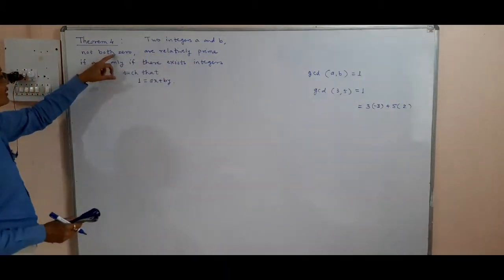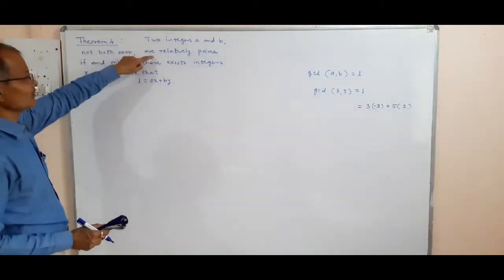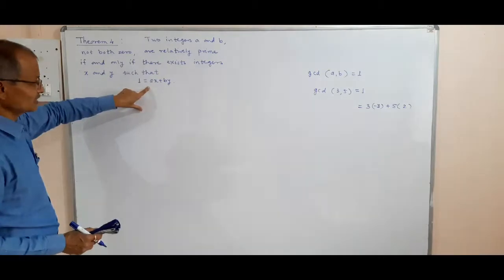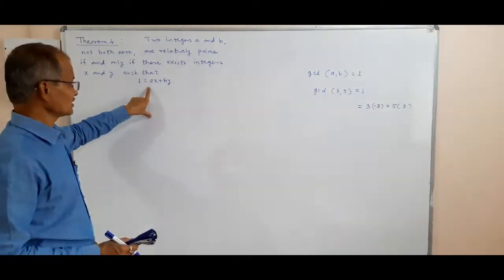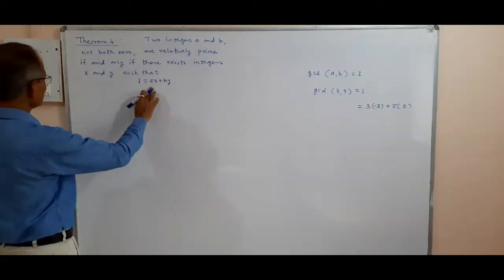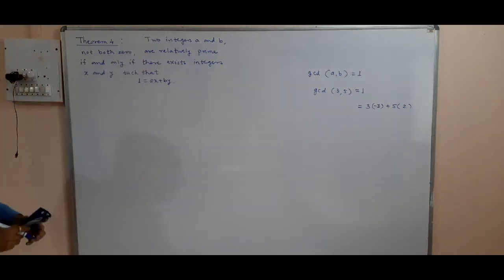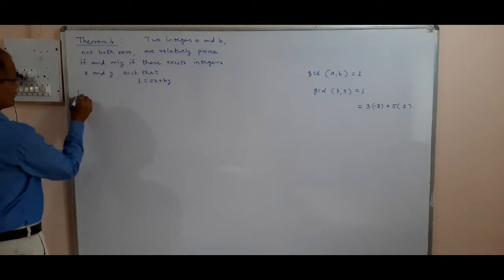Now the property is if and only if. That means if the two integers are relatively prime, then we can express 1 is equal to ax plus by, and conversely if we have x and y such that 1 is equal to ax plus by, then the two integers are relatively prime. That we have to prove. Now the proof.